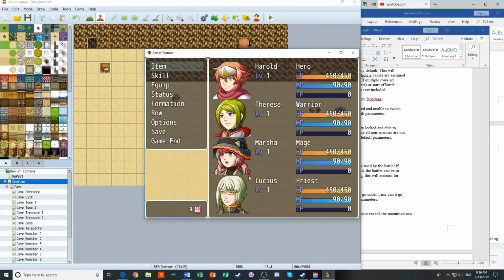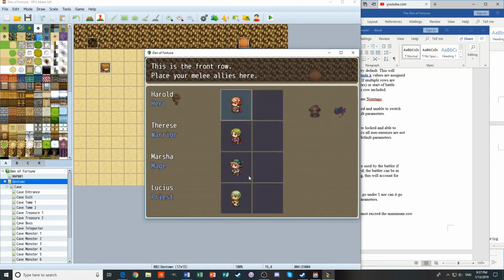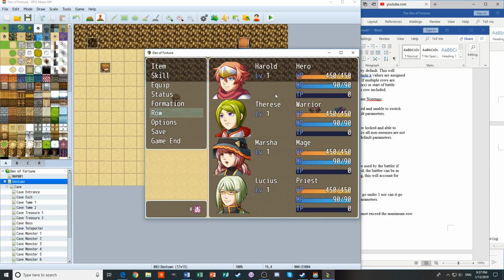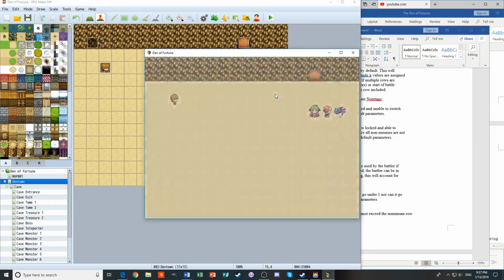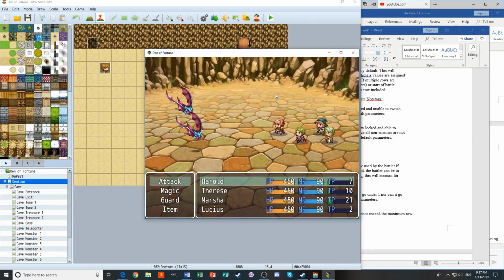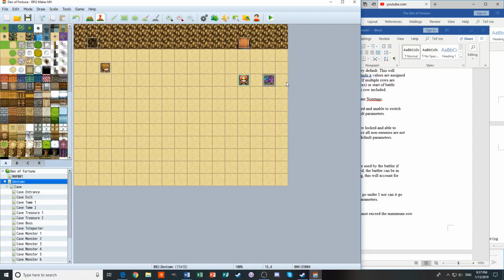One more thing to check here. So we do have a row formation. Alright, I'm going to have to modify that as well. Yeah, so hero warrior up front, mage and priest at the back. Now if we do this, yeah. So we can see they've arranged themselves into rows. Okay. Now currently I don't believe being in a row actually does anything.